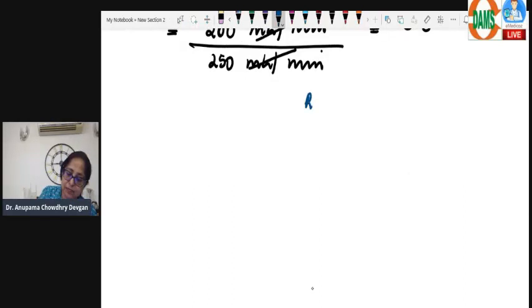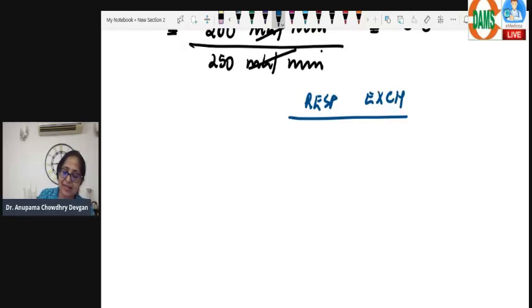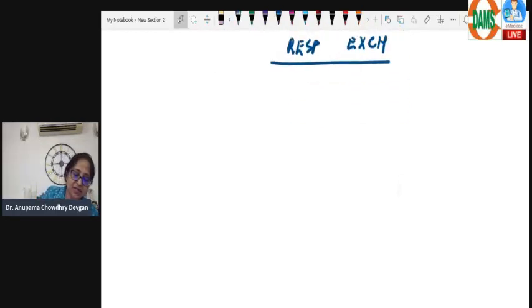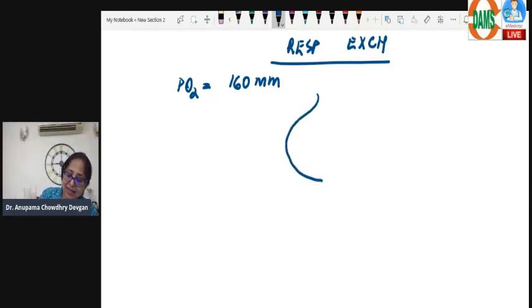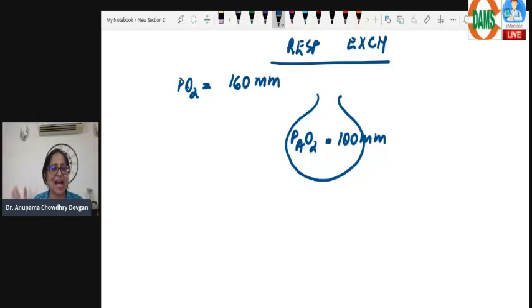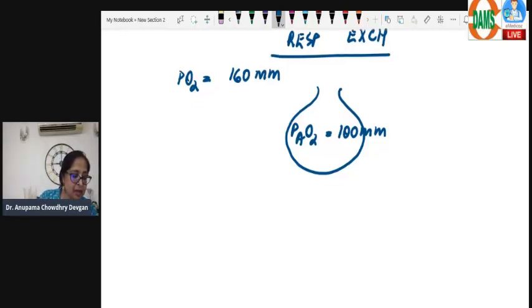Now let's have a look at the respiratory exchange. We've discussed this already, that the PO2 of the atmosphere, the partial pressure of oxygen in the atmosphere, is 160. This is all at sea level. By the time it comes into the alveolus, the alveolar O2 has been reduced to 100 millimeters of mercury. We've already discussed that, the alveolar gas equation. Two changes: humidification, addition of CO2.